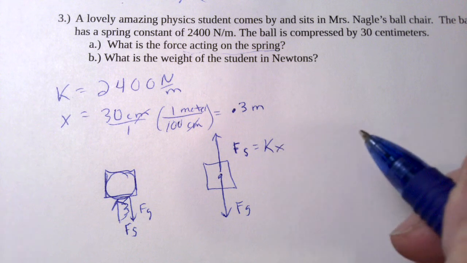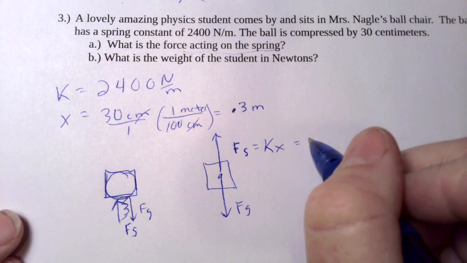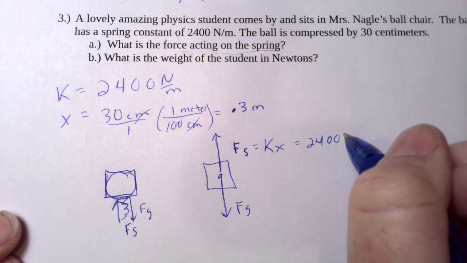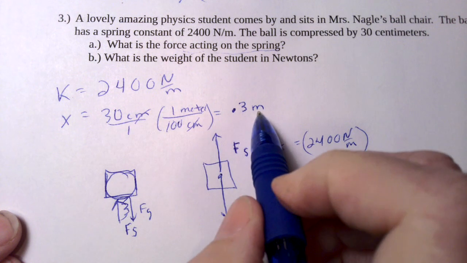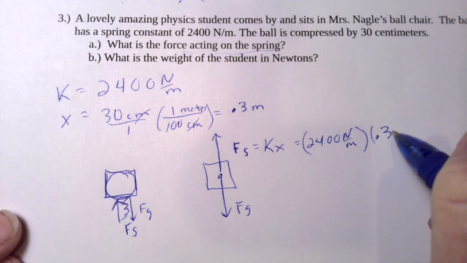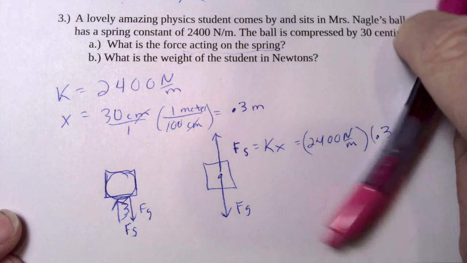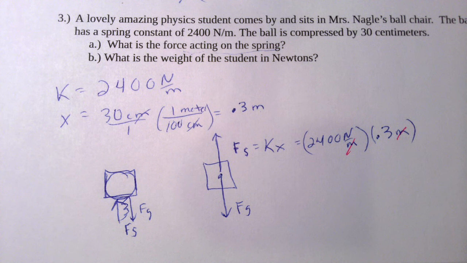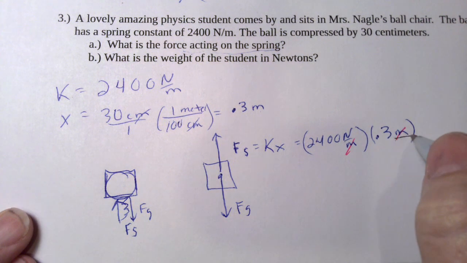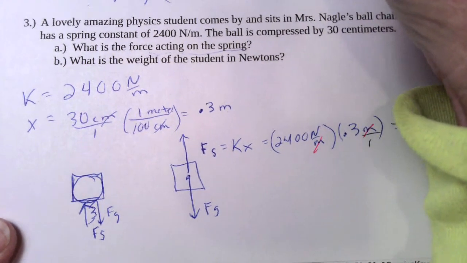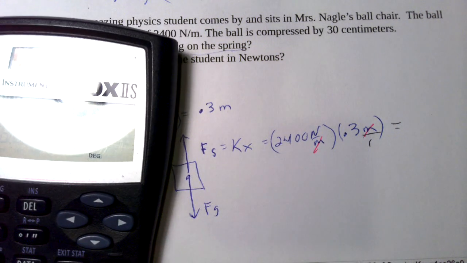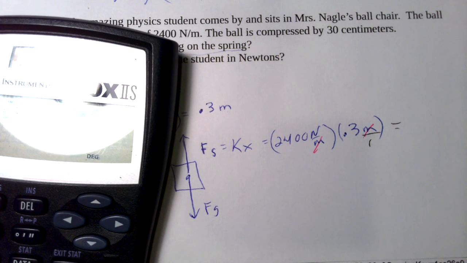Force of the spring is Kx. So I can put 2,400 newton meters. There's my K. Compression, notice I had to put it in meters: 0.3 meters. That way, meters cancel out. Multiply those together. 2,400 times 0.3. Oh, and what's my unit? That's newtons.